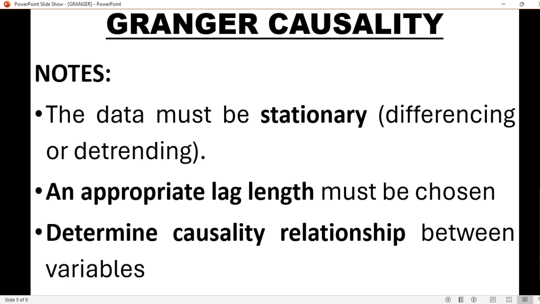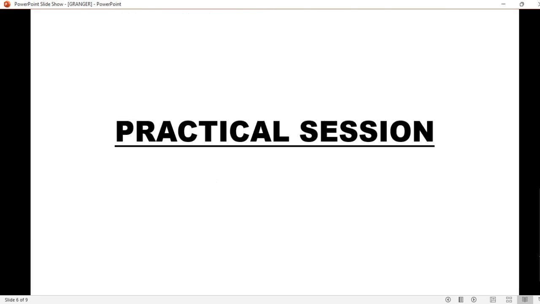And there are things to note when it comes to Granger causality. First of all, the data must be stationary. It must be stationary at level. If it's not at level, then we will do a first differencing to make it stationary. I think the data must be co-integrated too. We must have an appropriate lag length, and we can now determine the causality relationship between the variables. And now let's look at the practical aspect of it using Eviews.